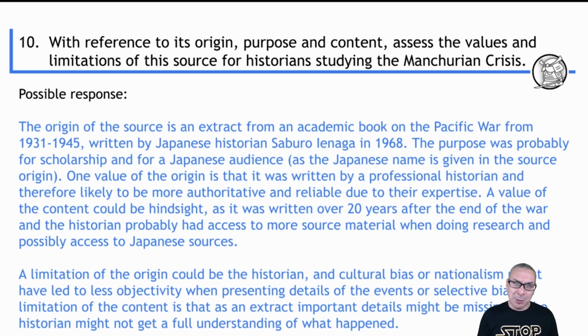Okay, so here's a possible response. Maybe pause the video and read through it, and then we're going to look at it with some highlighted text, and I'll make certain points. Remember, this is just a possible response. There could be other values and limitations that could be used, so it's really just one example.